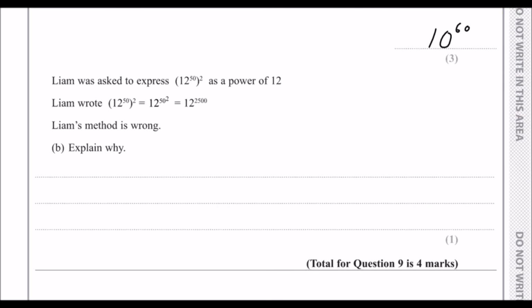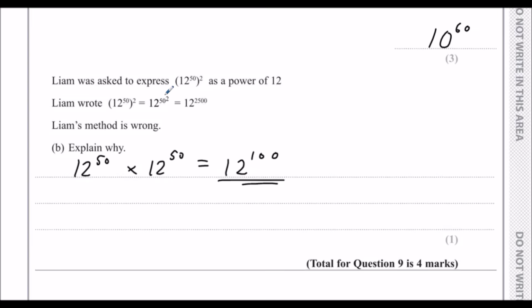Liam was asked to express 12 to the power of 50, squared, as a power of 12. Liam wrote that 12 to the power of 50 squared is 12 to the power of 50 squared, which is 12 to the power of 2,500. Liam's method is wrong. Explain why. Well, 12 to the power of 50 squared should be 12 to the power of 100.